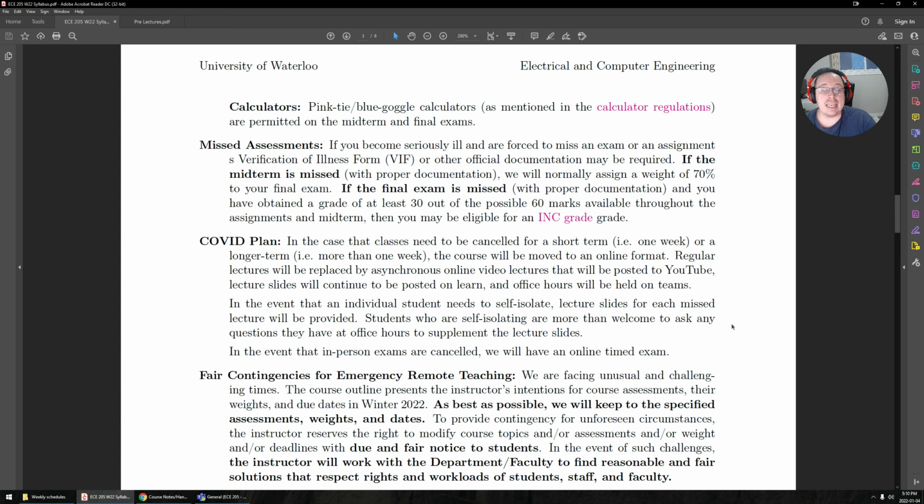In the event that an individual student needs to self-isolate, then you will be provided with the lecture slides that will still be posted on Learn. And then you're more than welcome to attend office hours to ask any questions, and you can, of course, post any questions that you have on Piazza. So there won't be an online version of the lectures while the class is running in person. It takes a lot of time to make these nice videos like this, so I'm not going to run videos and in person. There's not enough hours in the day for me to do that.